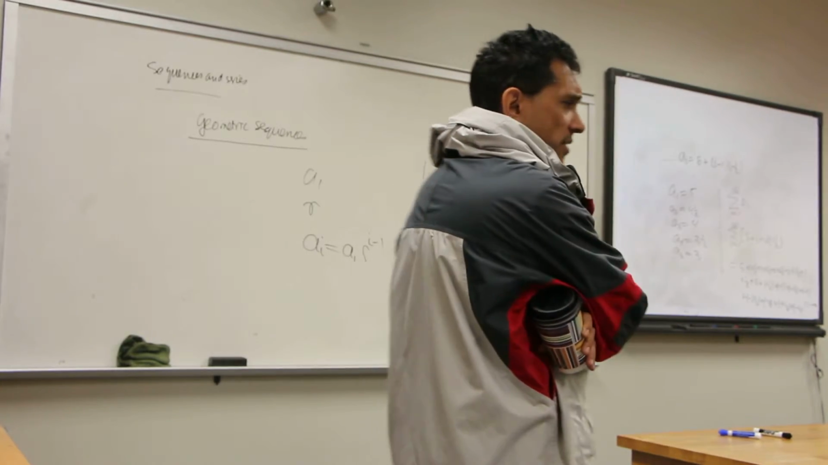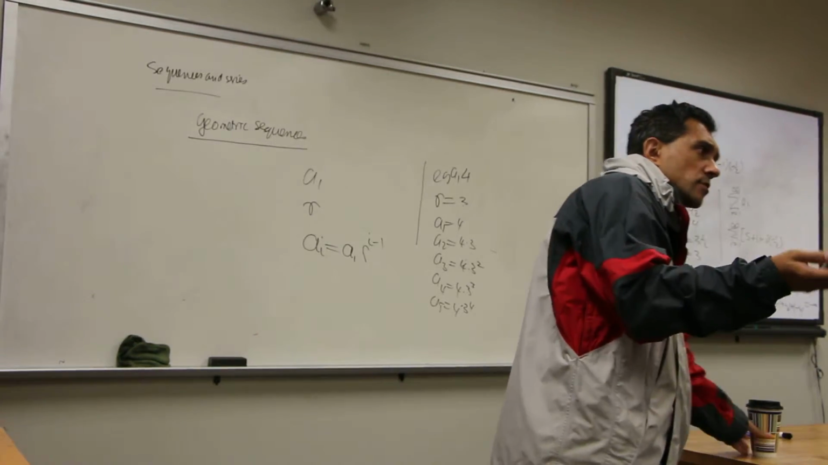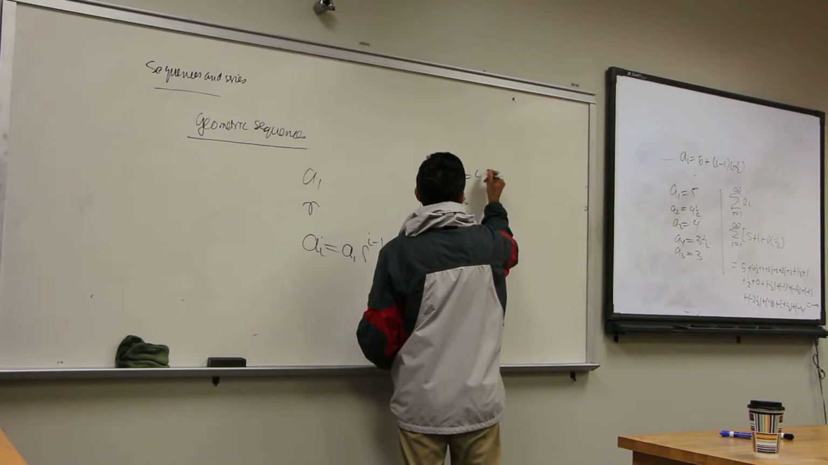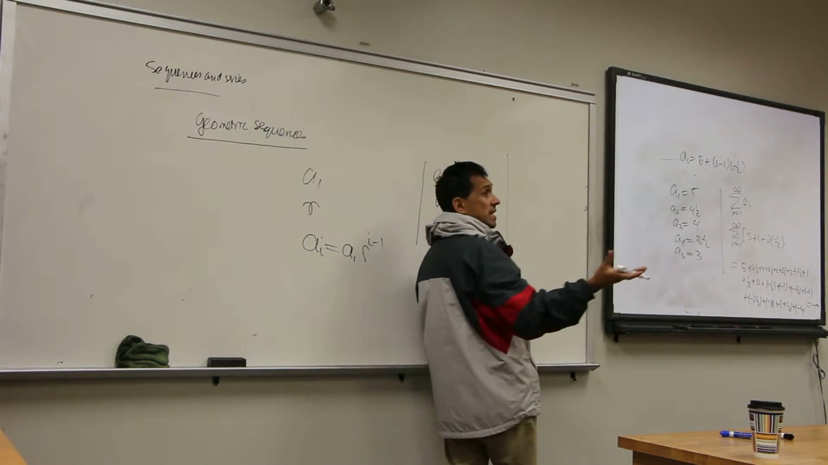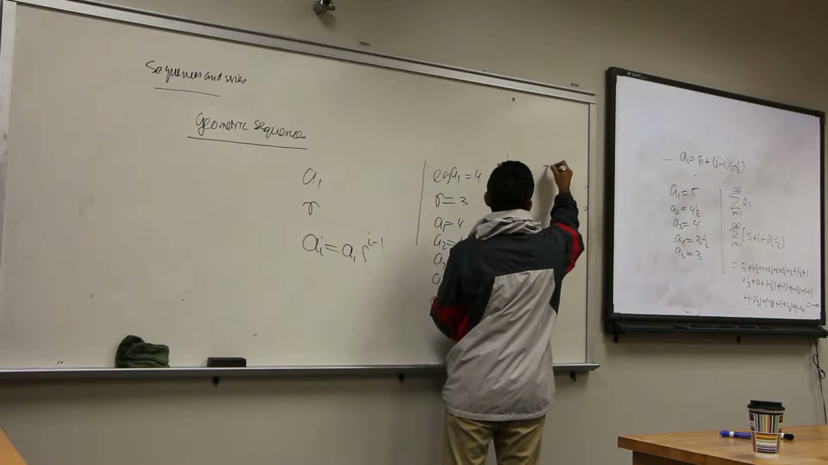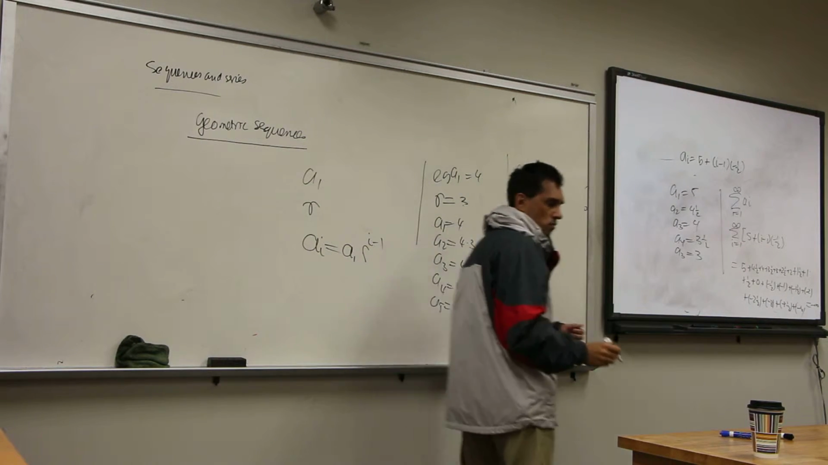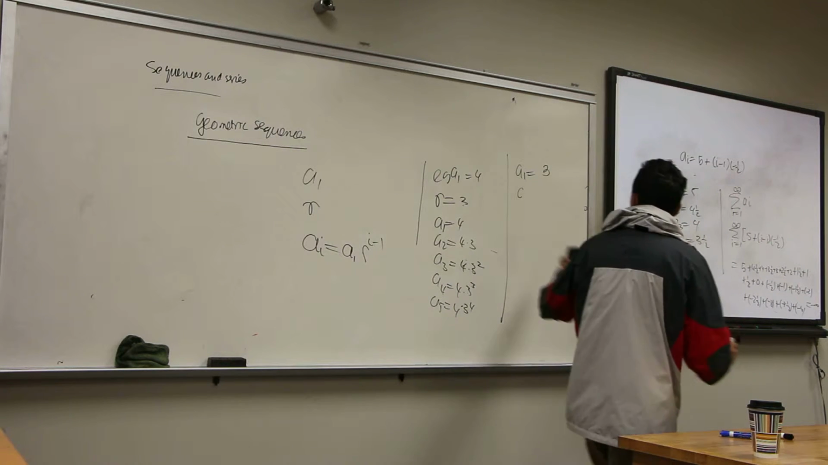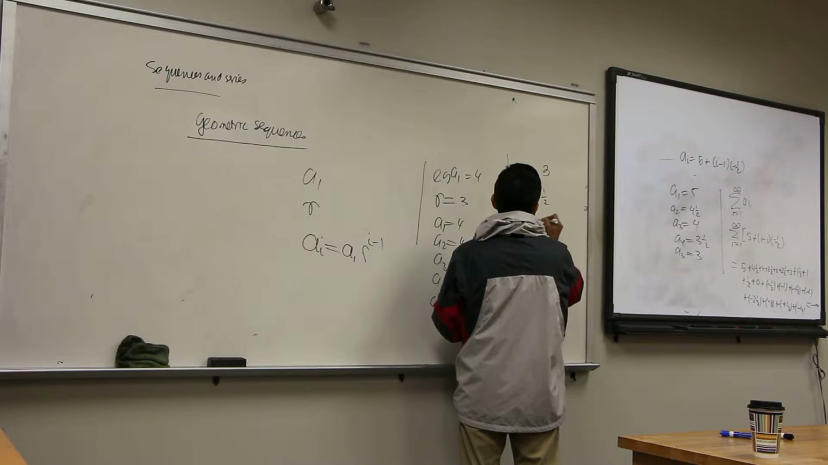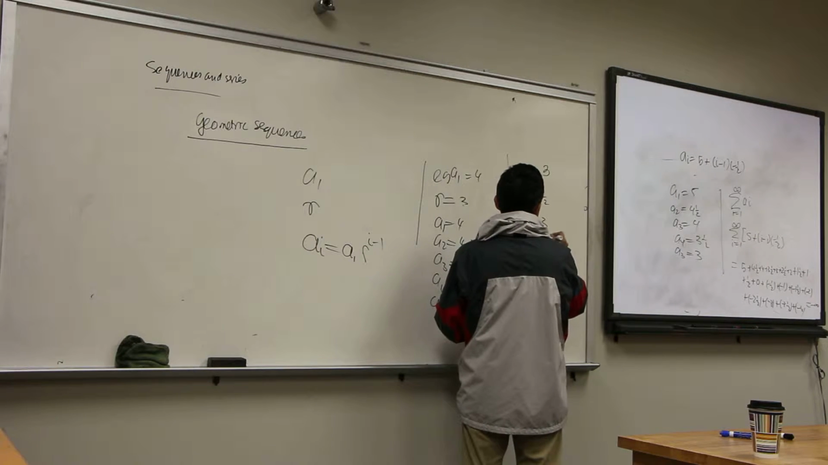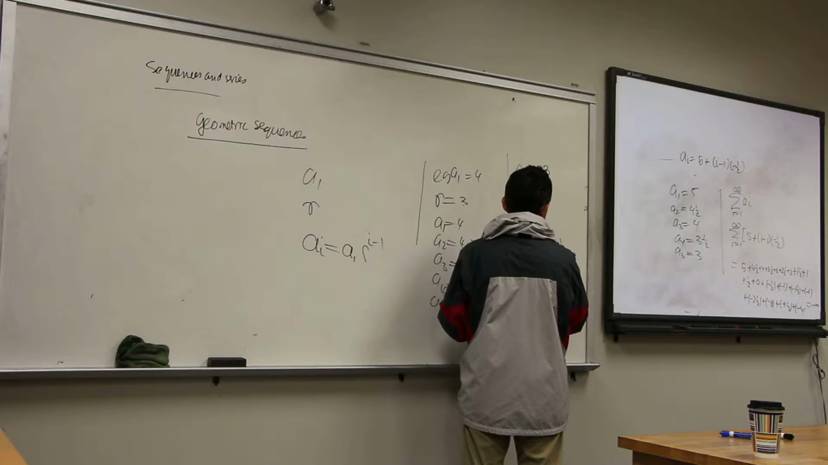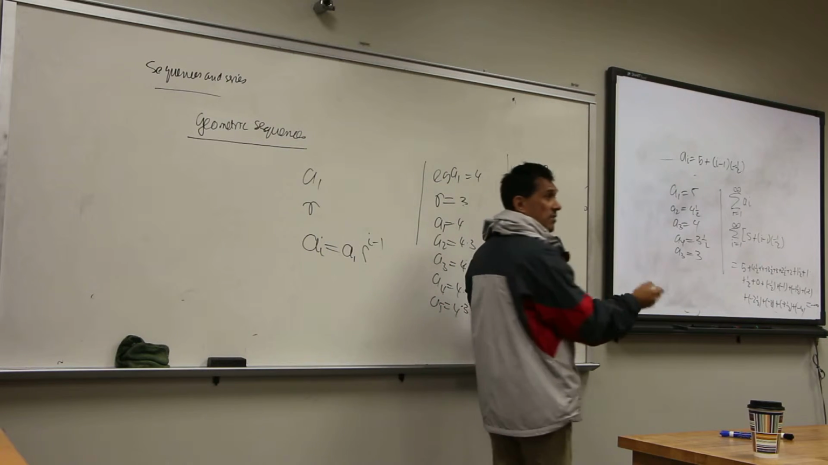Now the common ratio could be anything you want. Could be even negative a half. So A1 is 3, and A2 is 3 times negative a half. And A3 is 3 times negative a half squared. Let's just say negative a half times negative a half.